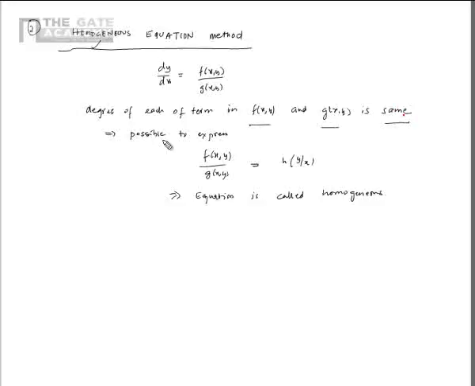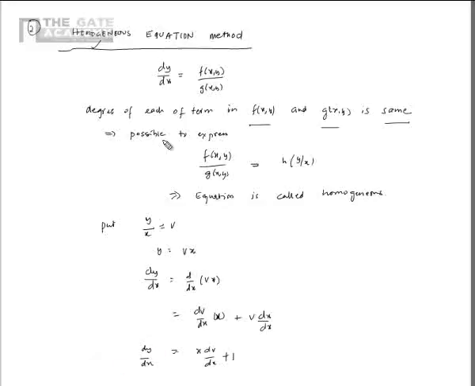So what happens if this is satisfied? Then put y by x as v, so I can write y is equal to vx. Now differentiate with respect to x on both sides. Remember, y by x as v, v is some function of x. So if I apply the chain rule, I can write dy by dx is equal to x into dv by dx plus v into dx by dx, which is 1. So I can write x dv by dx plus v. This is the expression for dy by dx.